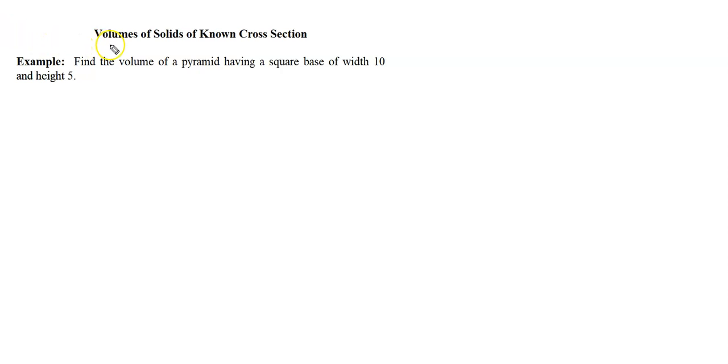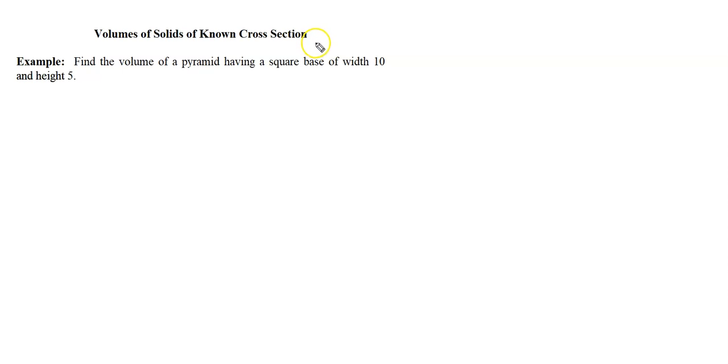We're now going to take a look at evaluating volumes of solids of known cross-section. Now this technique is going to allow us to calculate volumes for certain geometric solids that are not generated by rotation of a region around an axis. Now there's not a single formula that we have for these problems. It all depends on each individual problem.